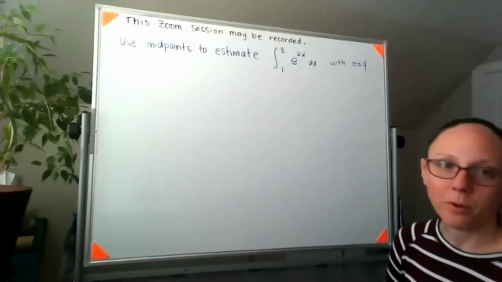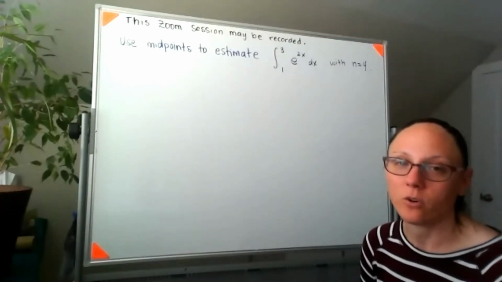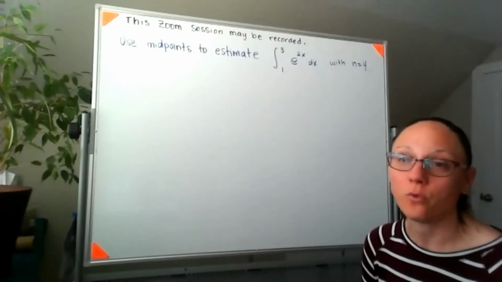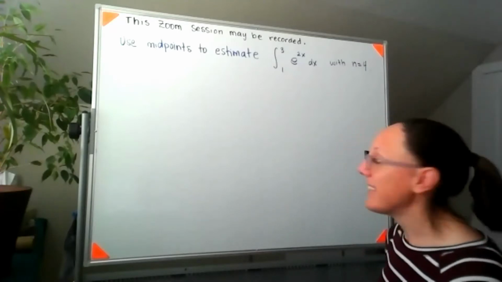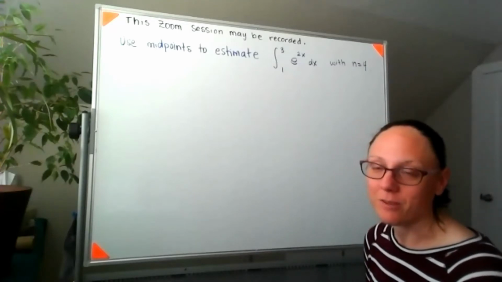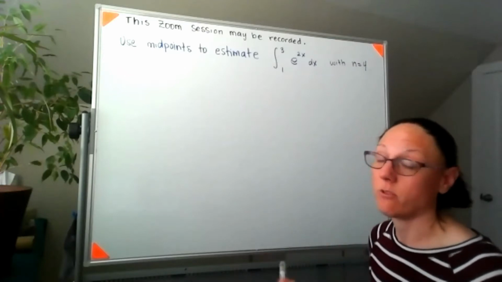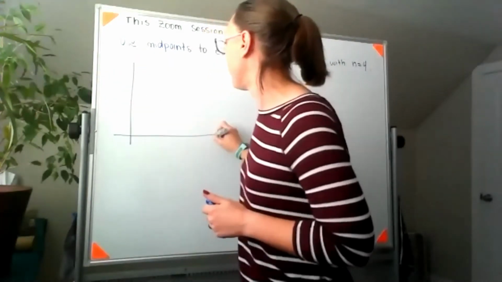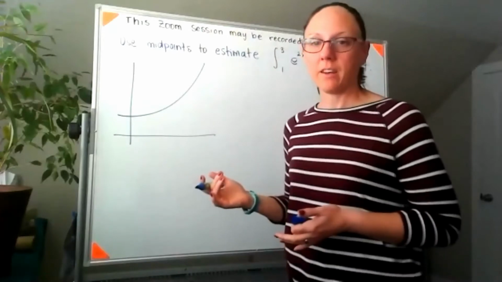So I've made up a problem. We're going to use midpoints to estimate the integral from 1 to 3 of e to the 2x dx, and we're going to use 4 partitions. So setting this up in terms of midpoints, e to the 2x, that's probably a graph that we should know the general shape of. So it's kind of going to look like that.